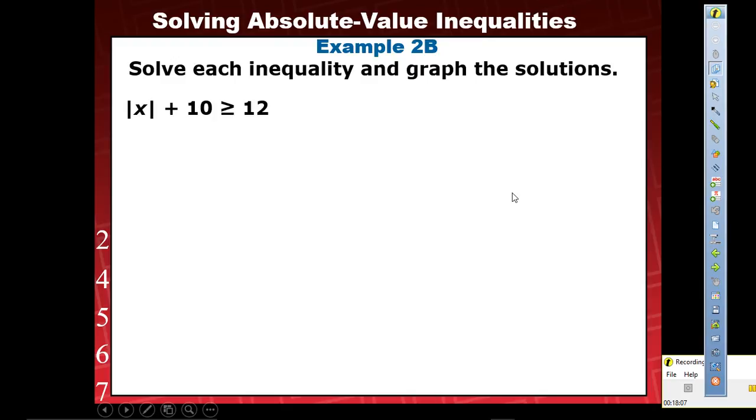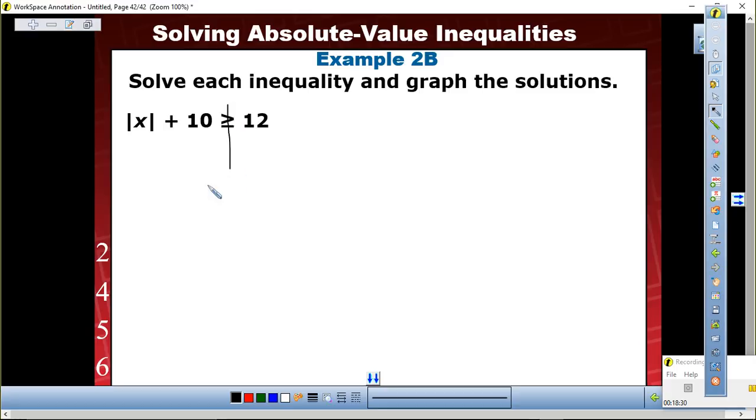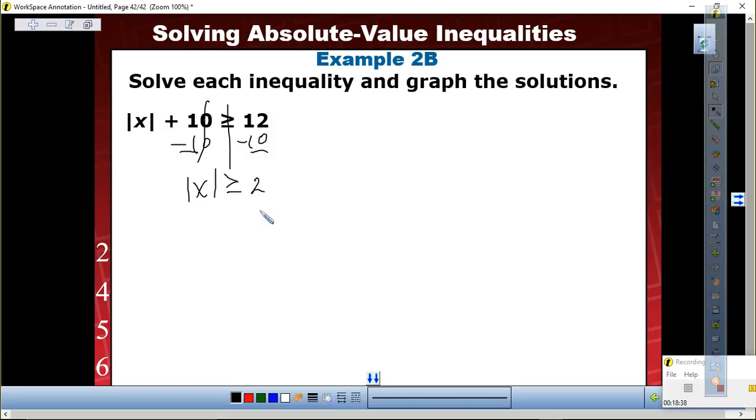Example 2b. Absolute value of x plus 10 greater than or equal to 12. Copy that and see if you can do that by yourself. Go. Melanie, help me out, please. What do I do? Thank you. Absolute value of x is greater than or equal to 2. Continue.